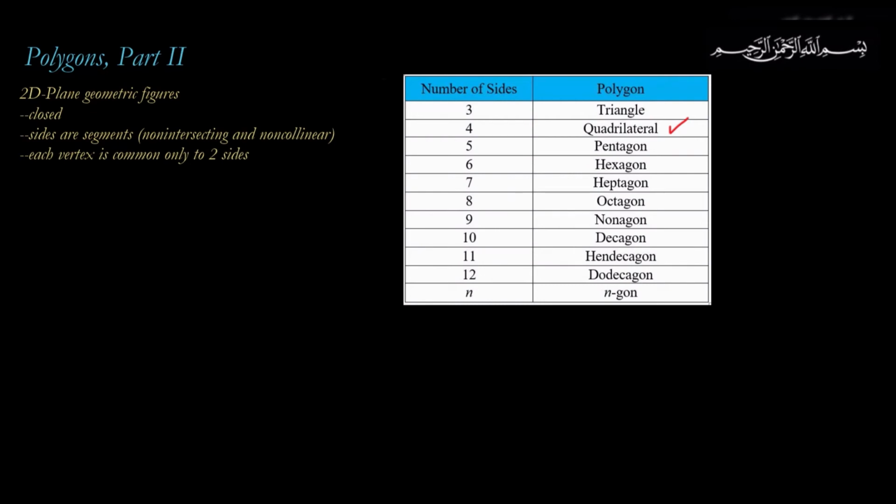A five-sided polygon is called a pentagon, penta meaning five. A six-sided polygon is called a hexagon, right? So triangle, quadrilateral, pentagon, hexagon. A seven-sided polygon is called a heptagon. An eight-sided polygon is called an octagon, like an octopus having 8 legs. A nine-sided polygon is called a nonagon. A 10-sided polygon is called a decagon. An 11-sided polygon is called a hendecagon, or sometimes it's just called an undecagon. So 11-sided is called a hendecagon, and 12-sided is called a dodecagon.